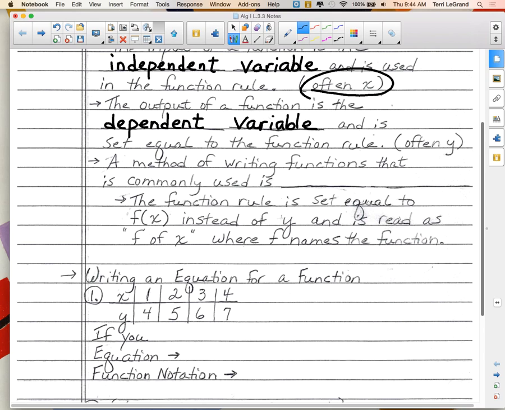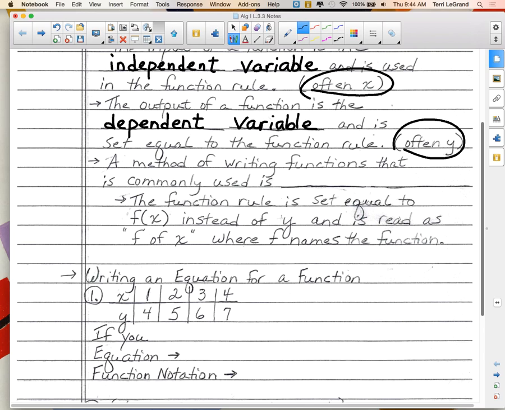And it is often the y. So if they use x in the function, they probably are going to use y for the dependent variable. If they use a, they are going to use maybe b or who knows. If they use t, they're going to use t and who knows what else. But typically, they use x for the independent variable and y for the dependent variable.